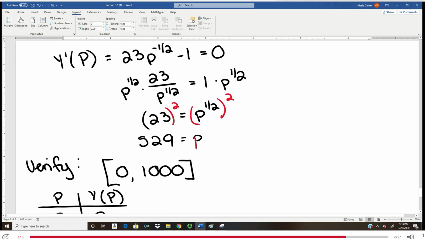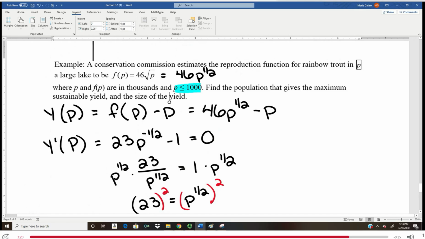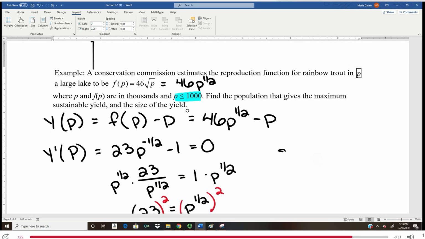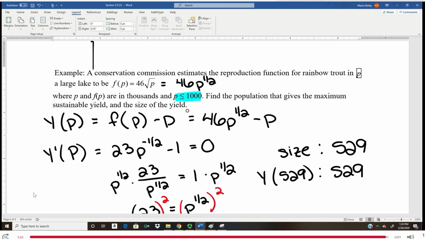So the question asks, find the size of the population. So my size, that is going to be 529, and that is in thousands, okay? Rainbow trout. And the maximum sustainable yield, as we found when we did the first derivative test, so that's y then of 529. So the size of my yield then is also going to be 529,000.